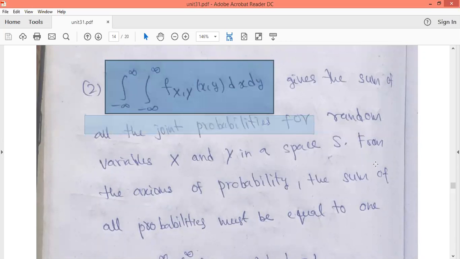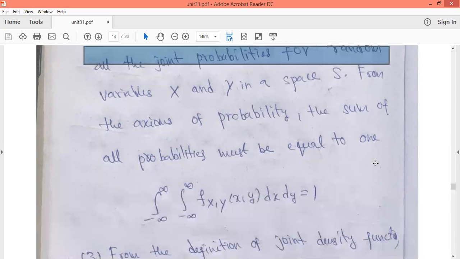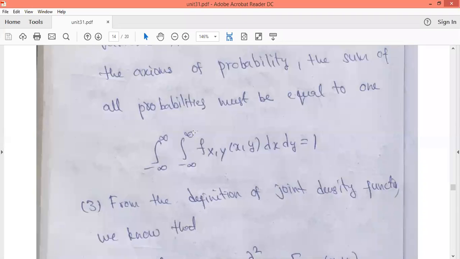So from the axioms we know that the sum of probabilities is equal to 1, yes or no? So the sum of probabilities will be equal to 1. That is why the integral from minus infinity to plus infinity, integral from minus infinity to plus infinity of f_XY(x, y) dx dy will always be equal to 1.